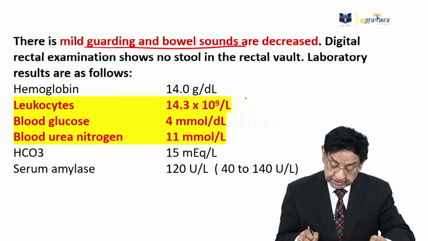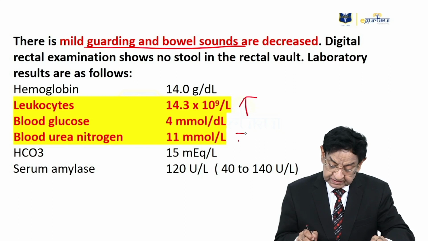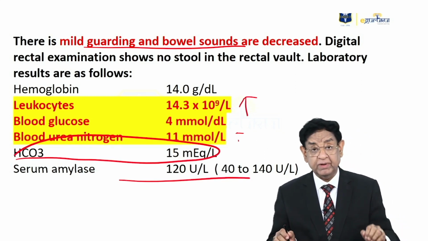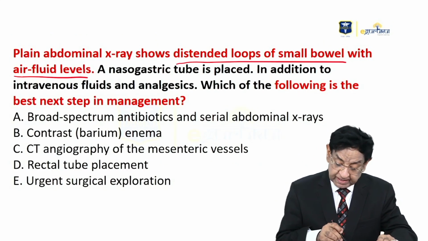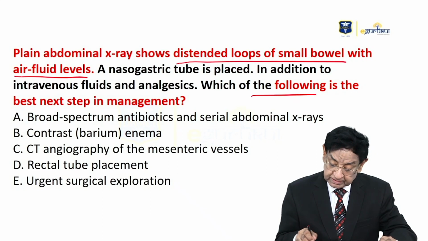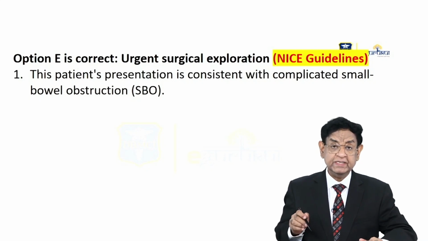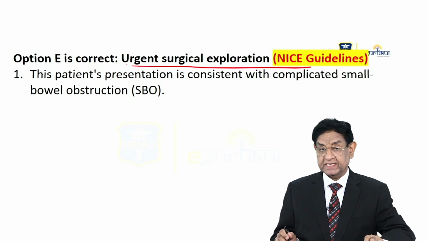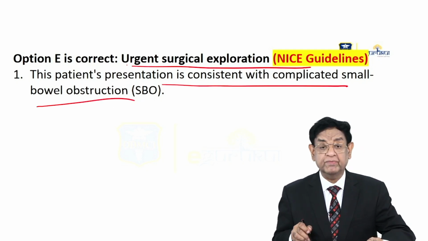Leukocytosis is there, blood glucose is normal, blood urea nitrogen is slightly increased, but definitely metabolic acidosis is there, amylase is in the normal range. X-ray abdomen shows distended loops of small bowel with air fluid levels. The next best management in this patient is, well, in this case, we should do urgent surgical exploration as per NICE guidelines. The patient presentation is consistent with complicated small bowel obstruction.